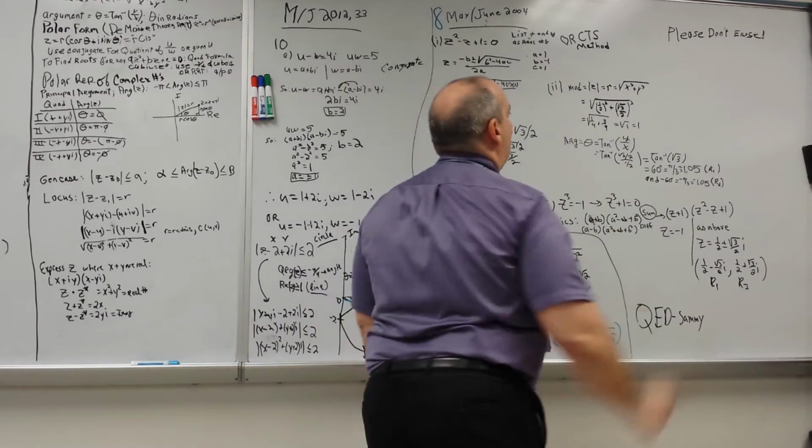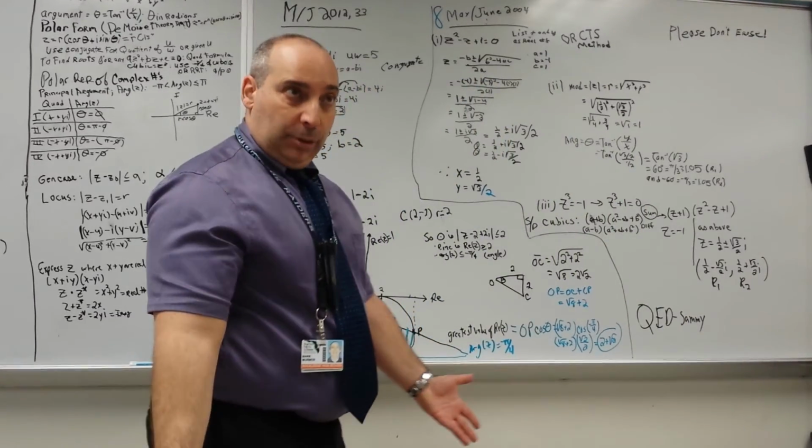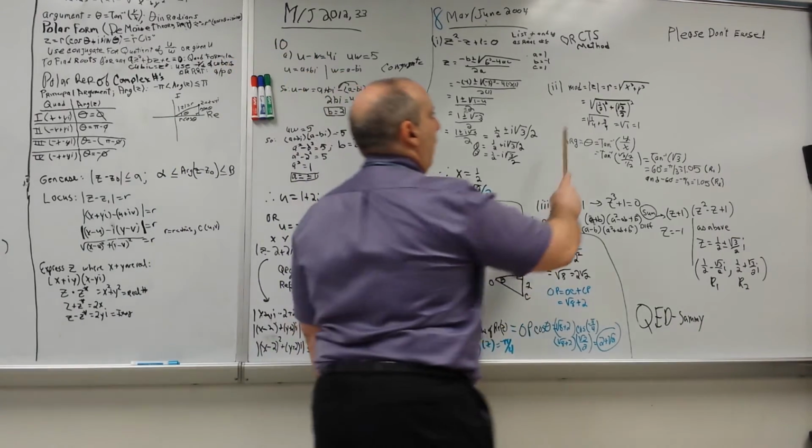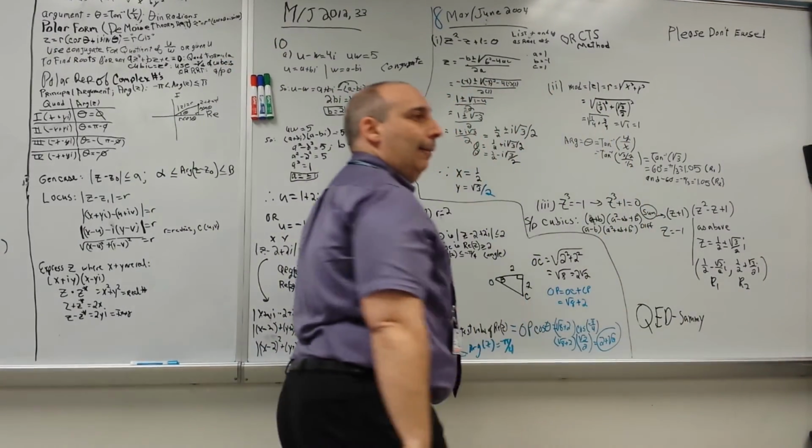Next one. Find the modulus. Find the absolute value. Find the radius, okay? I like to mix my absolute value with my polar, okay?